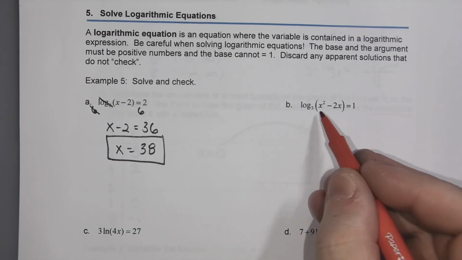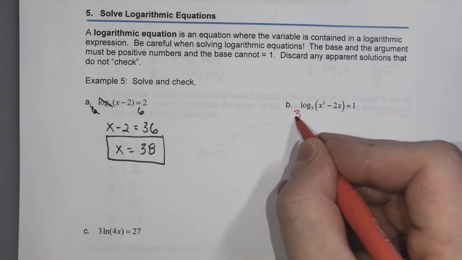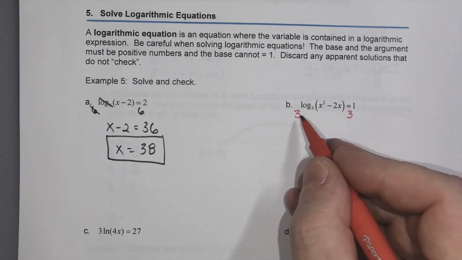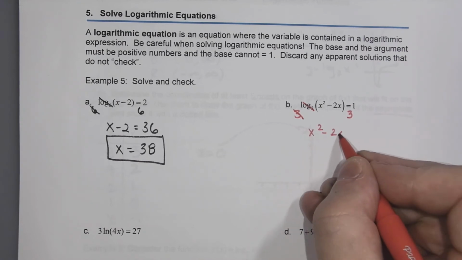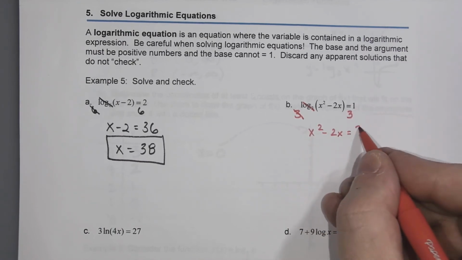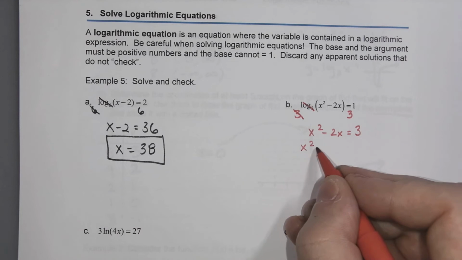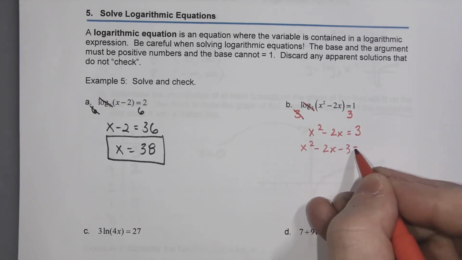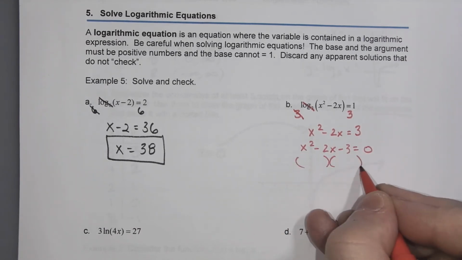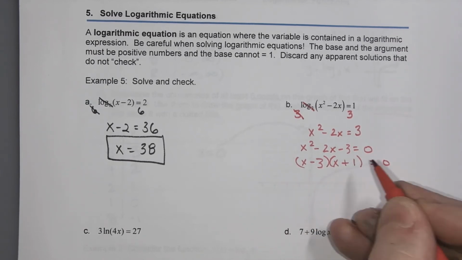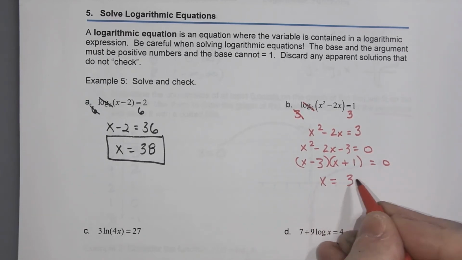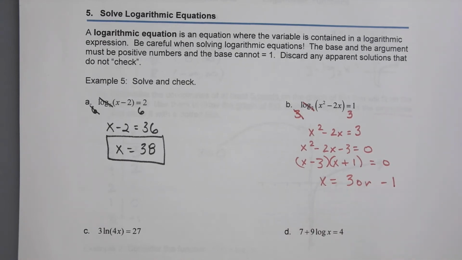Log base 3 of x squared minus 2x equals 1. Raise 3 to the power on both sides for the cancellation. So we get x squared minus 2x equals 3 to the power of 1. Subtract 3 from both sides. Factor: x minus 3, x plus 1. So x equals either 3 or -1.